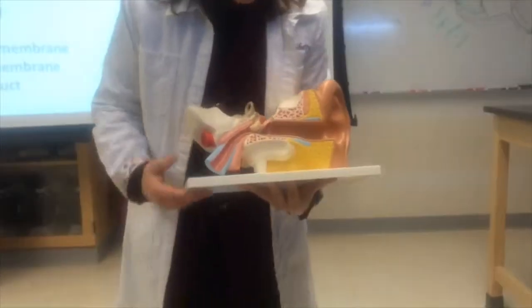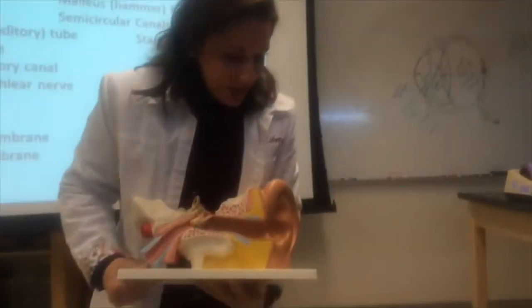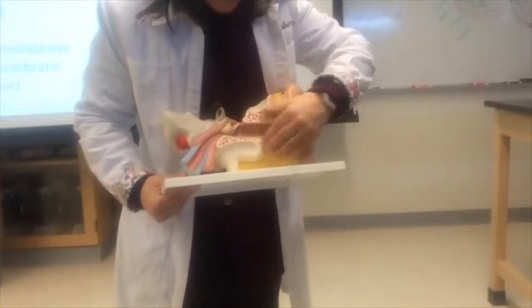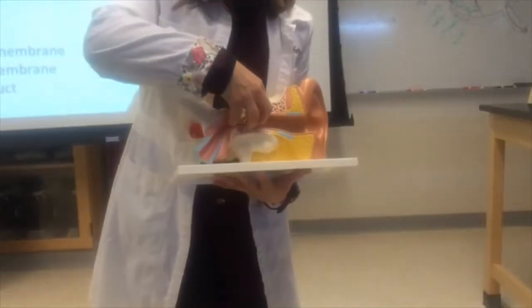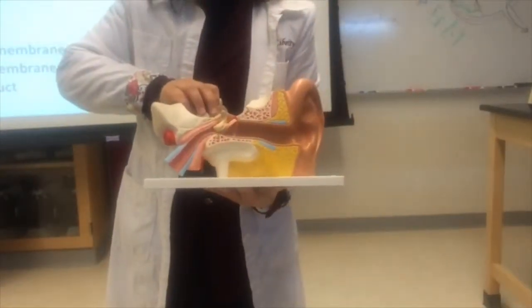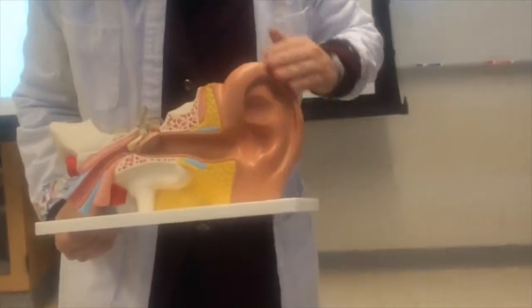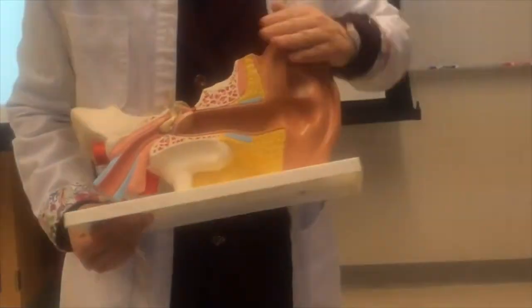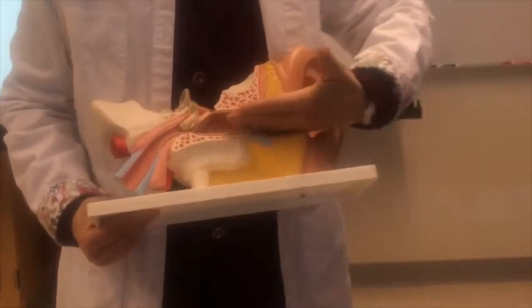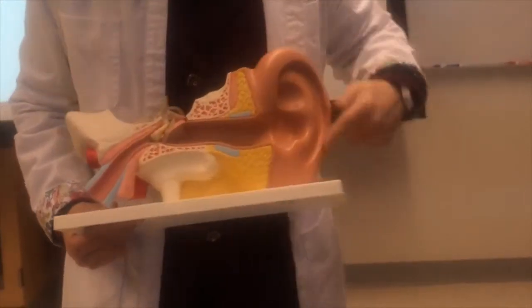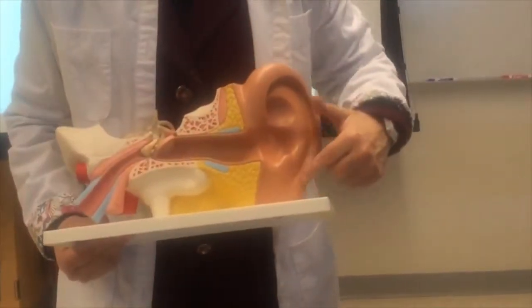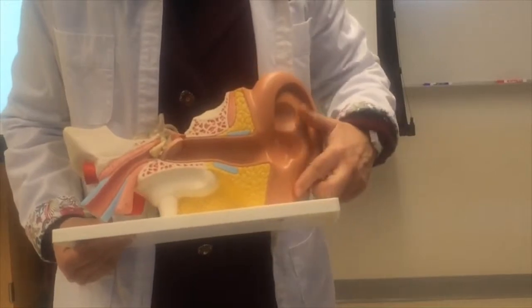So this is a left ear. You have an outer ear, a middle ear, and an inner ear. The outer ear begins with what you see outside. This is still part of the outer ear. So this is either the auricle, A-U-R-I-C-L-E, or pinna, P-I-N-N-A.